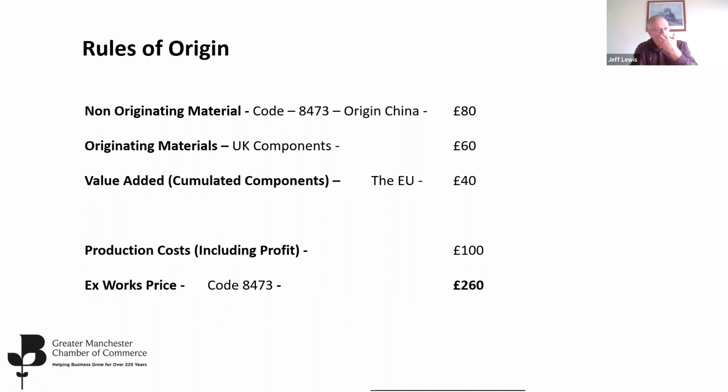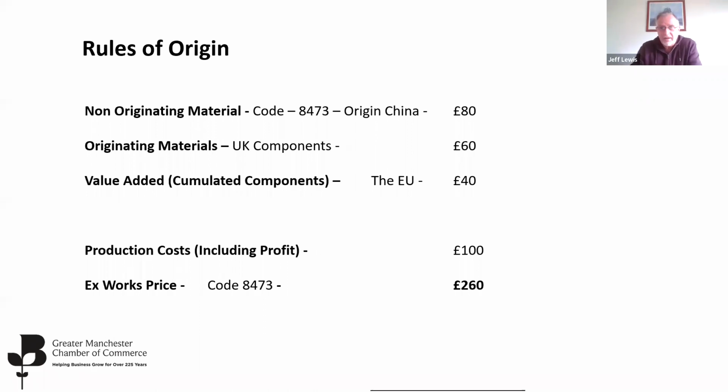So we bring the product in non-originating, and it starts at 8473, and the price of those components per item is £80, and that's the cost of getting it from China to the UK. The cost of the UK components in our products is £60, and the cost of the EU components, which we accumulate, is £40. But because we do more than the insufficient processes, which is listed in the trade agreement, then they can be classed as being produced and have UK origin.